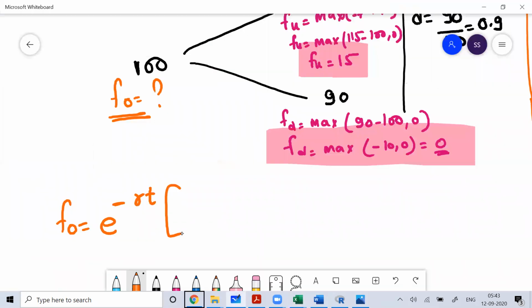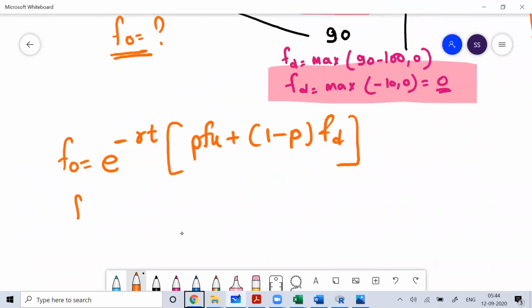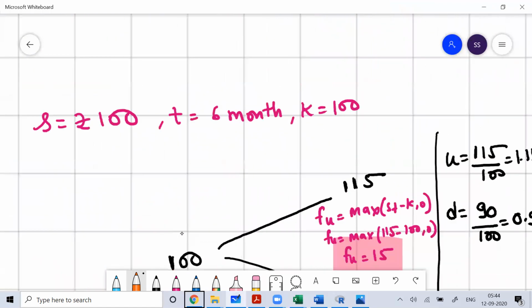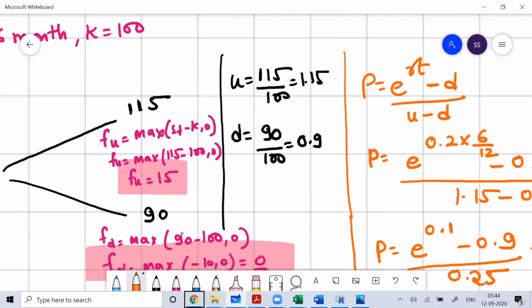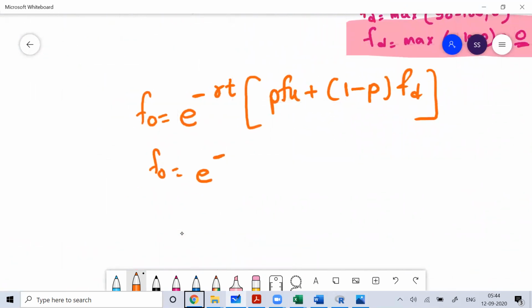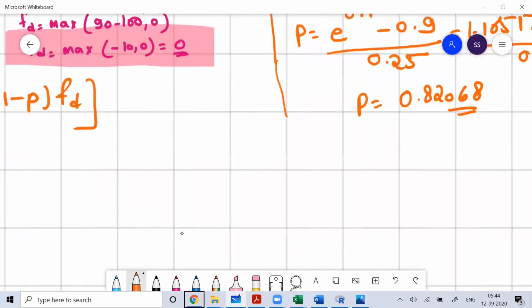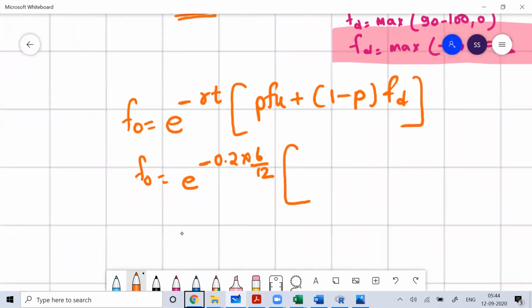That is the initial premium, what the long position holder would pay to the short position holder at the beginning of the contract. So this is F naught. F naught is equal to e to the power r. What is the value of r? R is 20% and time is 6 months. P, you got 0.82068.